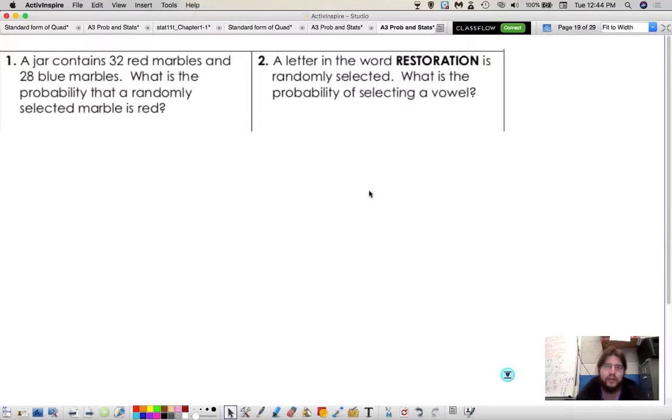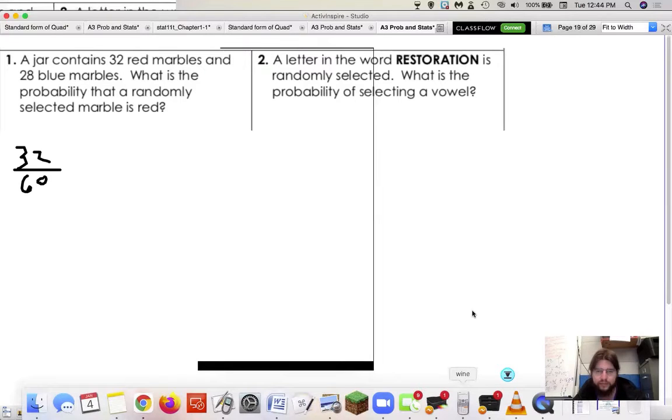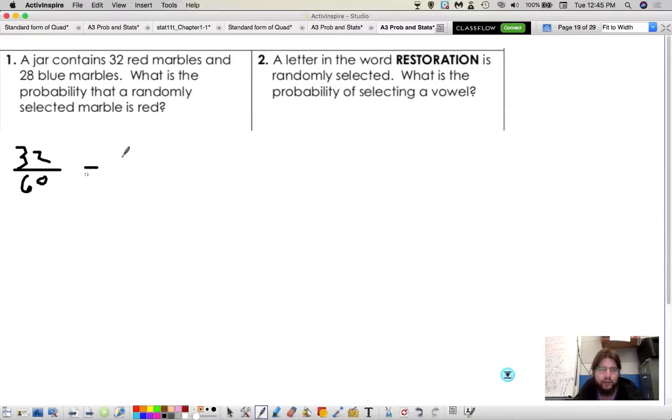First example, a jar contains 32 red and 28 blue marbles. Sample space, 60 marbles, right? What is the probability that a randomly selected marble is red? Well, how many are red? 32. How many marbles total? 60. I added them together. 32 out of 60. Simplify this to 8/15. Typically, we do write probabilities as simplified fractions. You may need to write it as percentages later, but for now, we're just going to use simplified fractions.